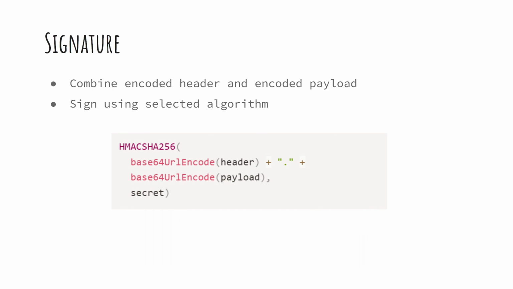The final part of the token is the signature. To generate the signature portion of a JSON Web Token, combine the encoded header, the encoded payload, a secret key, and the algorithm specified in the header. Then sign this data using the selected algorithm. In the example, the signature is created using the HMAC SHA-256 algorithm. The signature ensures that the token's contents haven't been altered during transmission. For tokens signed with a private key, it also confirms the authenticity of the sender, verifying they are who they claim to be.